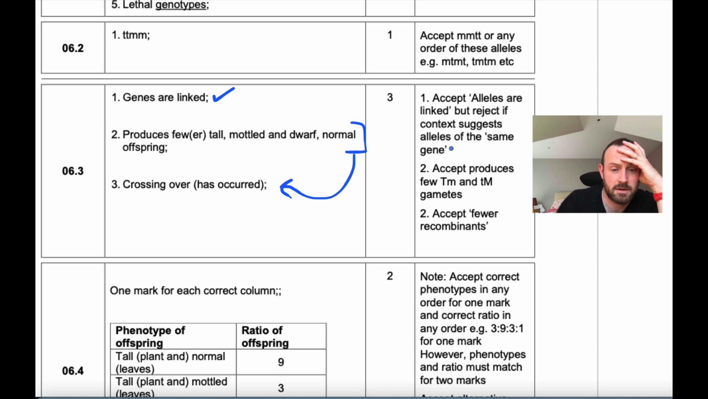Alleles are linked, except it produces few TM and so TM gametes. So these are called recombinants. You would probably call these recombinant gametes.